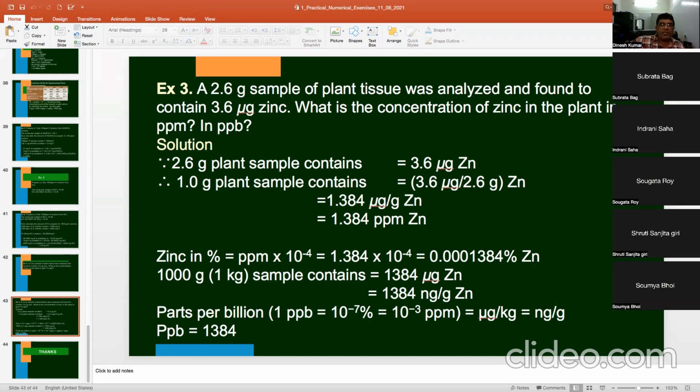Now in percentage, if you want to convert ppm, you multiply by 10 to the power minus 4, I already know it. So 1.384 into 10 to the power minus 4, you get the answer in percentage. A 1000 gram, 1 kg sample contains 1384 microgram. And it is 1384 nanogram per gram. So it is like this. You can get these kinds of numericals, and this ends this lecture.